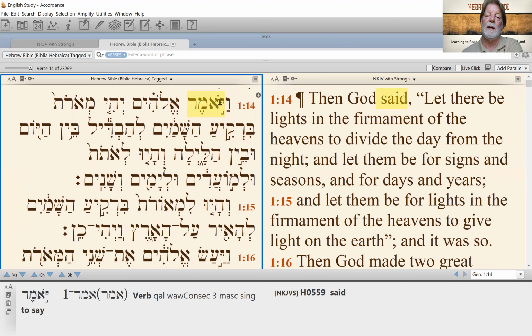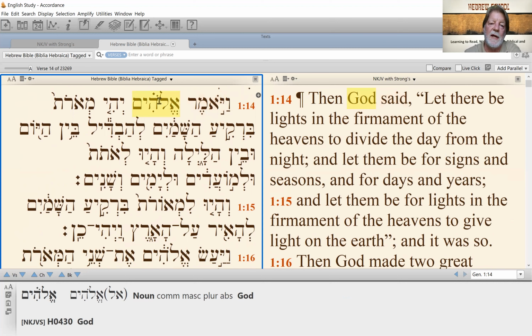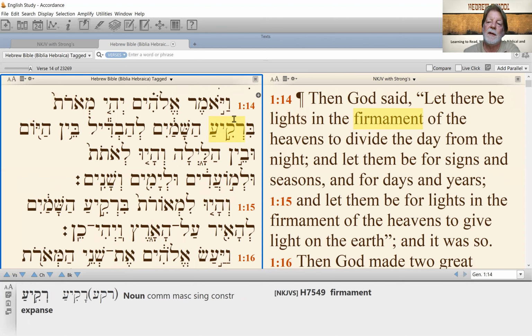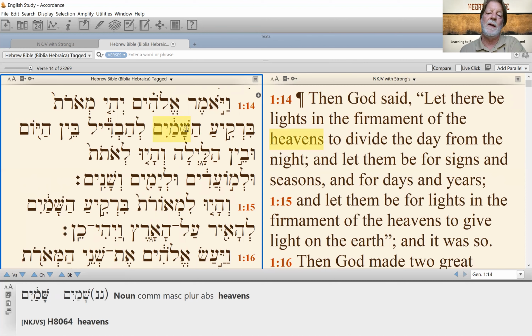Verse 14, Vayomer, and God said, Elohim said, Yehi, let there be ma'orot, lights. This is a noun. The verb is or, to shine. God said, Yehi or, let light shine, and it did. In the first day, here he is referring to the shining of lights, barakia, in the rakia, or the firmament, hashamayim, the firmament of the heavens. Heavens is the name that God gave to the firmament, or the expanse, or the atmosphere.